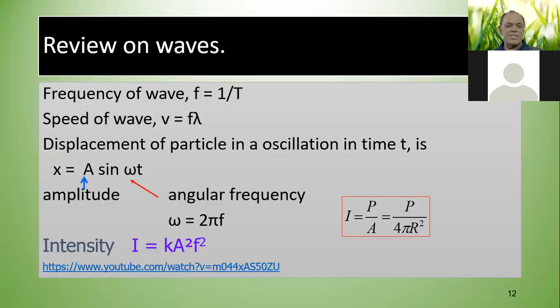Just to review some of the things you may need to remember. Frequency is one over the period of the wave. Speed of wave is just the frequency times wavelength. And for a sinusoidal wave, the displacement is amplitude times sine omega t. Omega is the angular frequency, equal to 2 pi f. Then intensity is k times A squared times f squared, where k is a constant, A is amplitude, f is frequency.